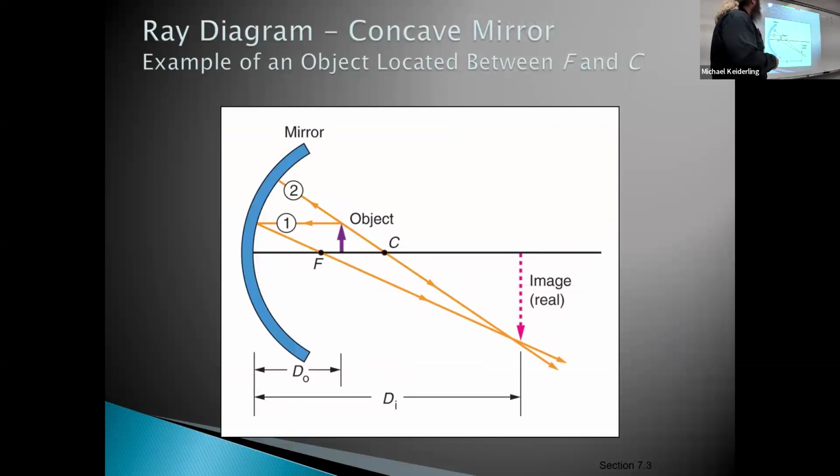If you have an object that is located between the focal point and the center of curvature, you will get a real image that is larger than the object, inverted, and further from the mirror than the object.